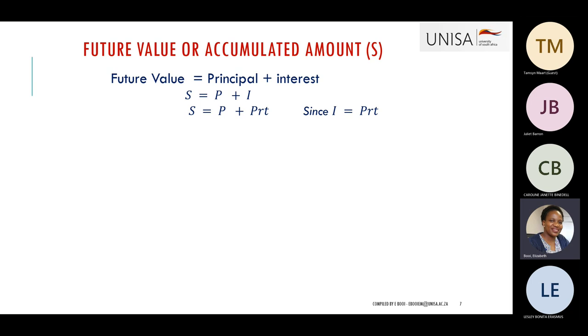then I will be left with one where P is, because if I take out P, I will be left with one. And if I take out P from PRT, I will be left with only one times RT, which is the same as RT. And the formula that you're going to use, and you need to know, is just as simple as that. The future value of a simple interest is given by your principal amount times your accumulation factor, which is 1 plus RT.